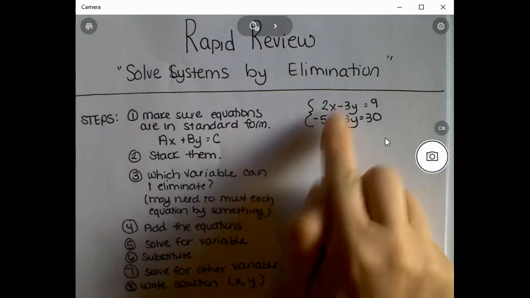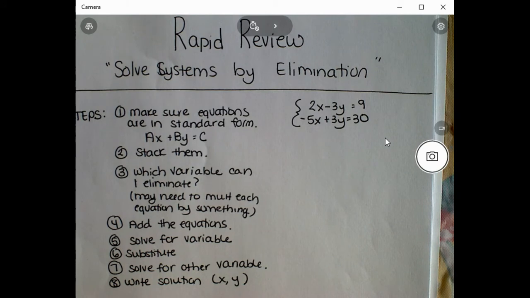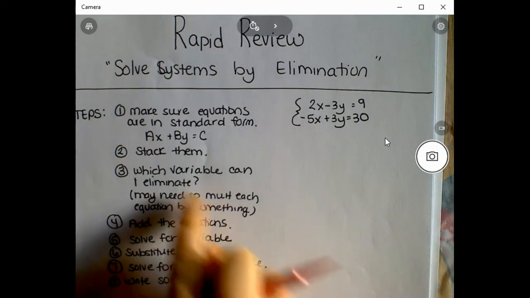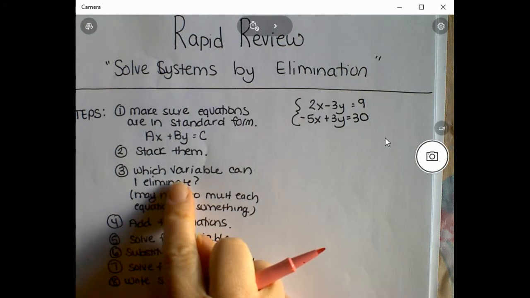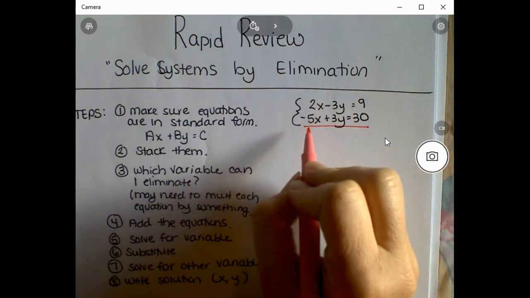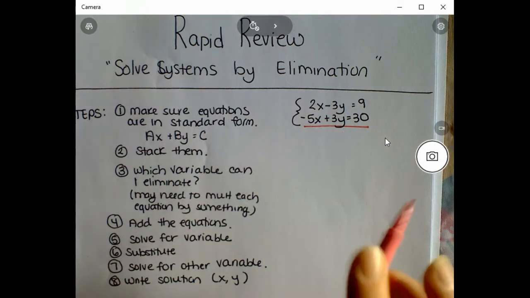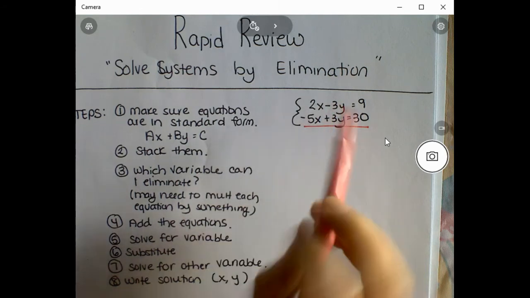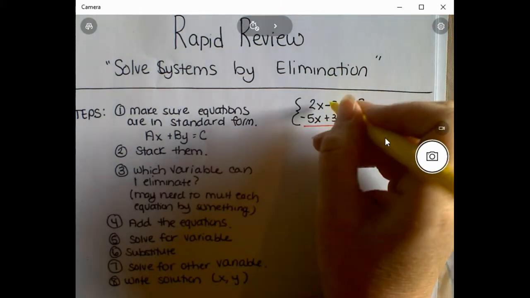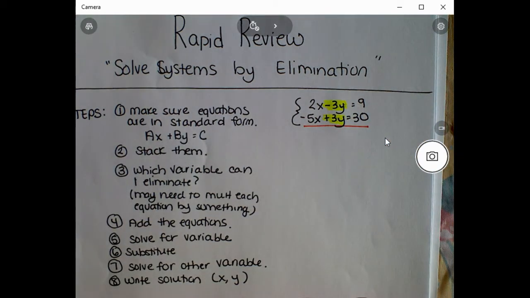You can see both of these are already in that form, so that's fabulous. Next, you're going to stack them up, which is what we did here. They're already stacked up. And then you're going to ask, which variable could I eliminate? If you think about stacking them and adding these equations together, which variable would be easiest to make go away by adding them? In this one, we're in good shape because our y has a -3 and a +3. So we know we can get rid of y. Sometimes you have to do some fancy footwork, which we'll show you in the other examples.